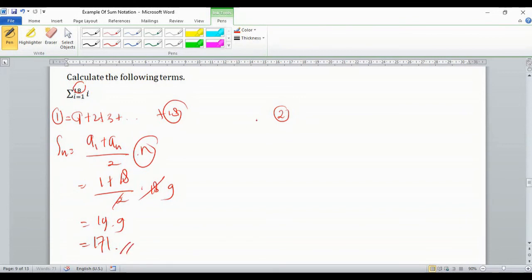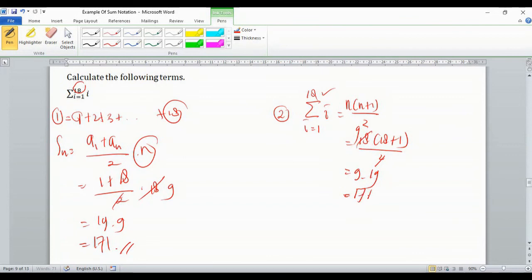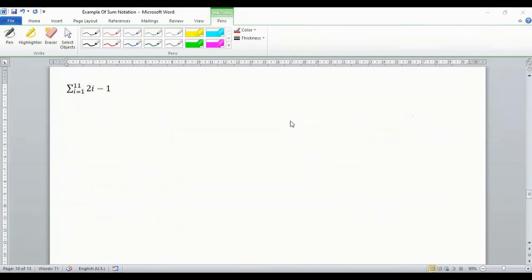How about the important formula? From here we can write, remember, the sum of e from 1 to 18 is equal to n times n plus 1 over 2. What's n? n is 18, so 18 times 19 over 2, which is 9. So 9 times 19 equals 171. Okay, the results are the same. So it depends on you which method you want to use, everyone.